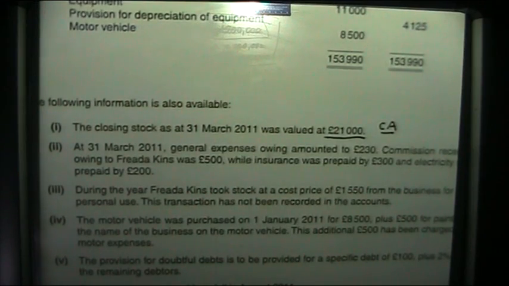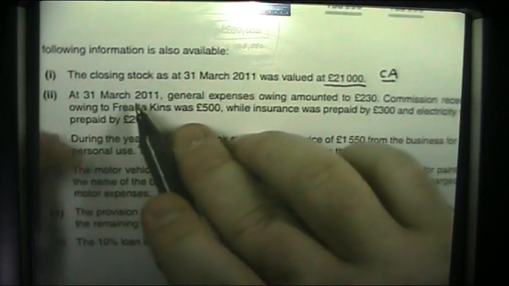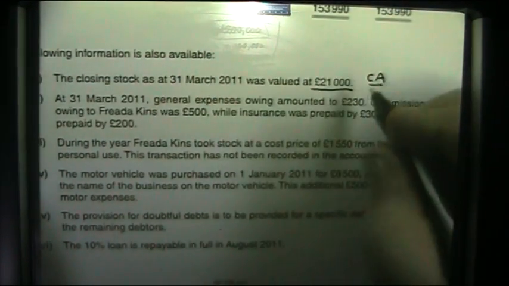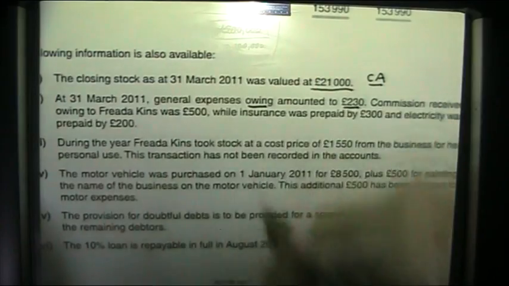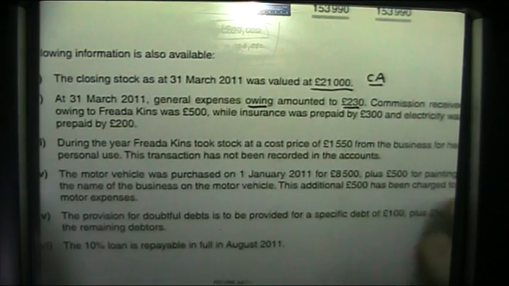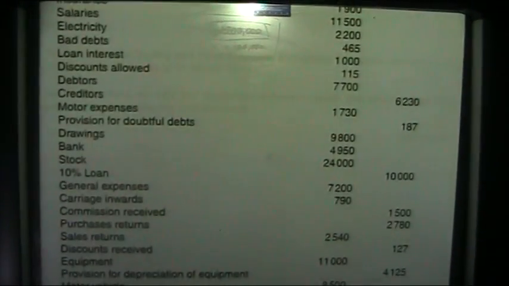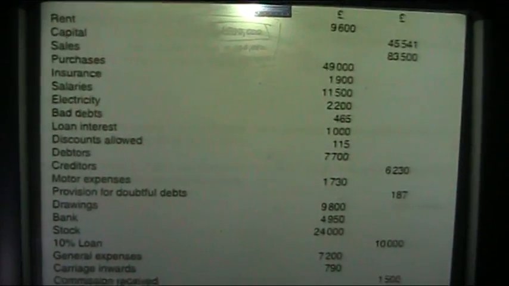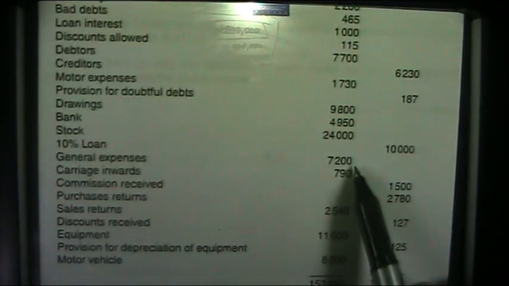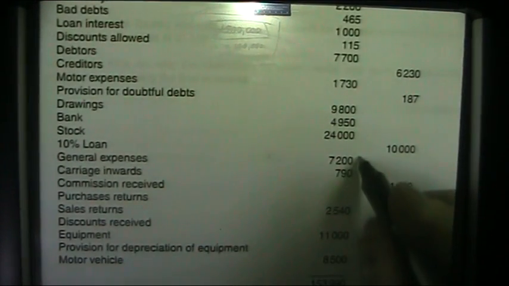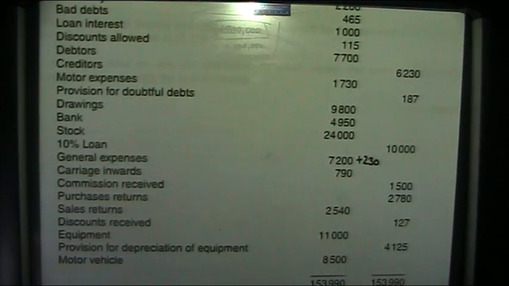Okay, let's now have a look at the second balance day adjustment. At the 31st of March, general expenses owing amounted to £230. What does the word owing stand for again? Accrued. So therefore we owe some general expenses for £230. So what we do is we go up to the top. We're going to find our general expenses, wherever it is. Scanning the list, general expenses, there they are there. Alright, and the adjustment said that we owed another £230. Okay, just like that. So I'm going to add 230 to that figure there.